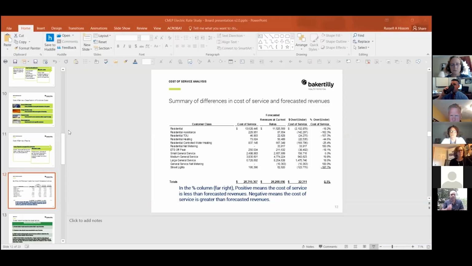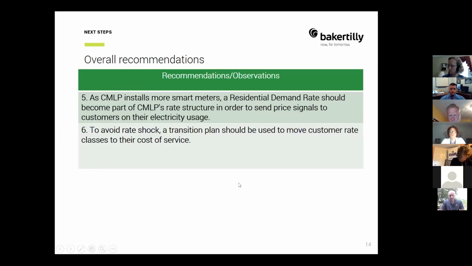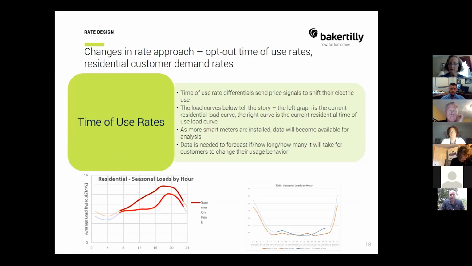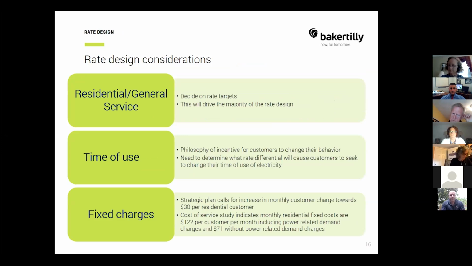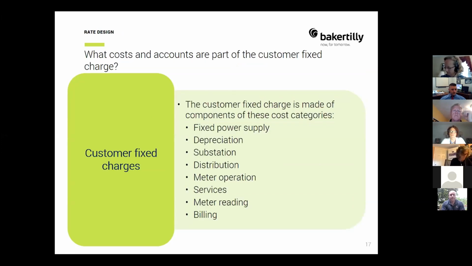So Russ, I wanted to ask on the fixed charges slide, I believe 16 and 17. The cost of service studies show residential costs are about $122 per customer per month. Yes. So what is included in your, I see the next slide talks about what is included, and you have fixed power supply as part of the inclusion.